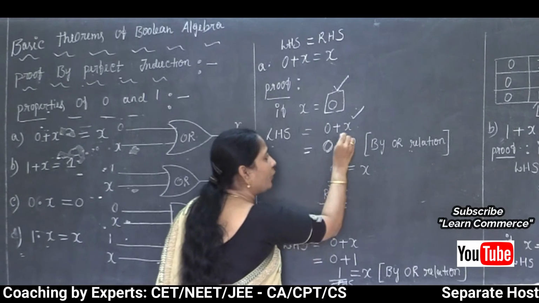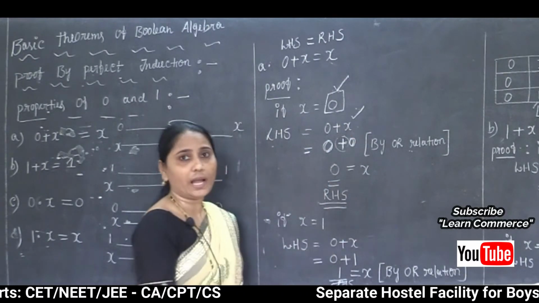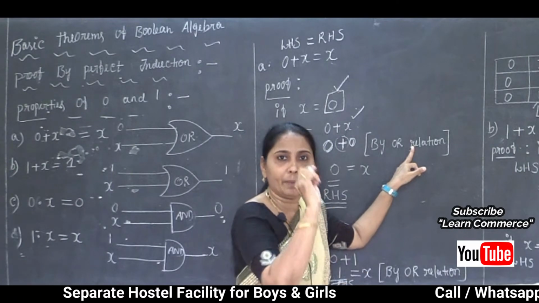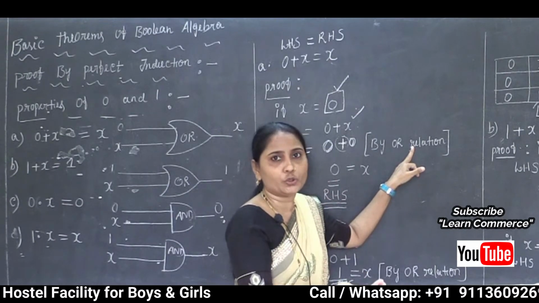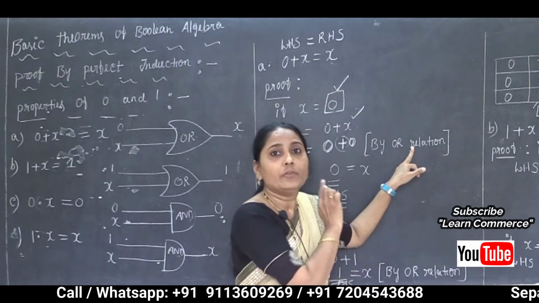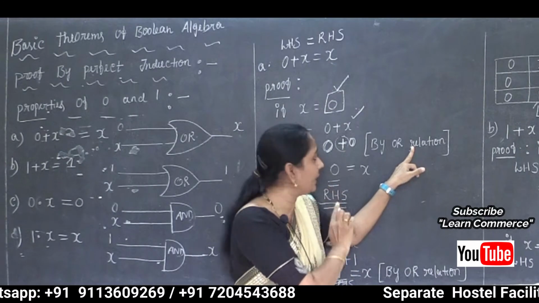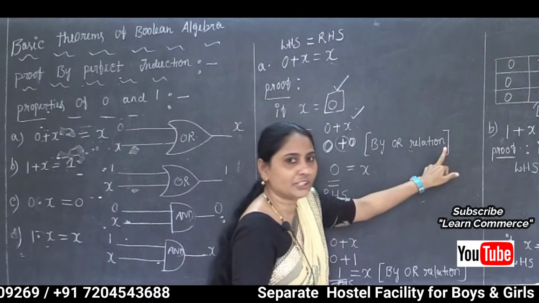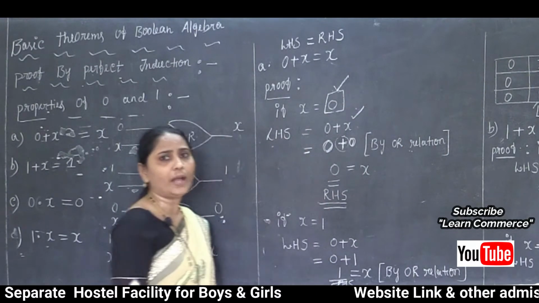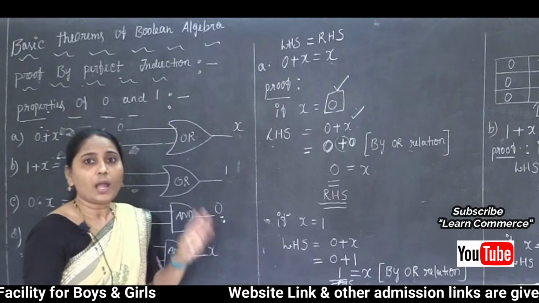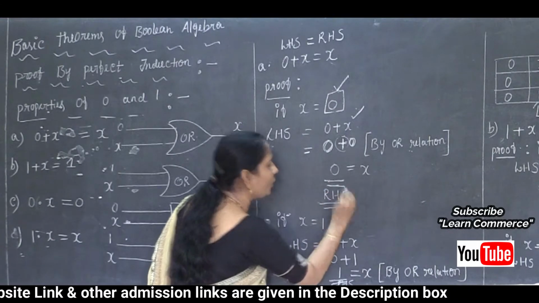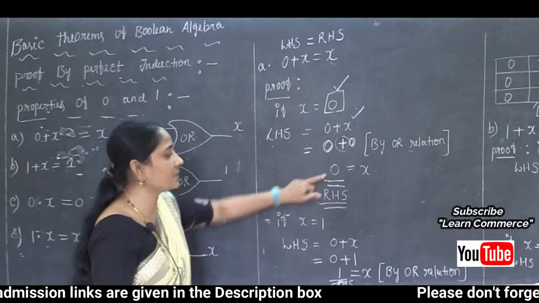Now we know that plus is called the OR relation. Clear this point? Maybe if there was a dot, we would change it to the AND relation, but the plus symbol is the OR relation. And later we know that when you add 0 plus 0, the value is always 0 only. So now we got the value as 0.